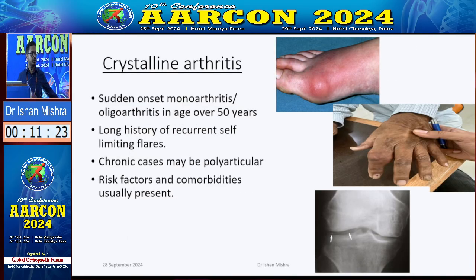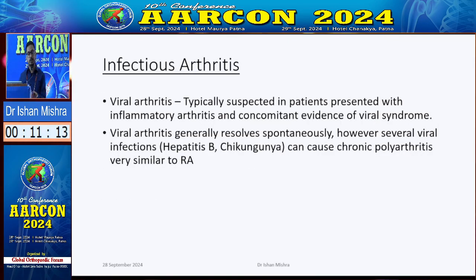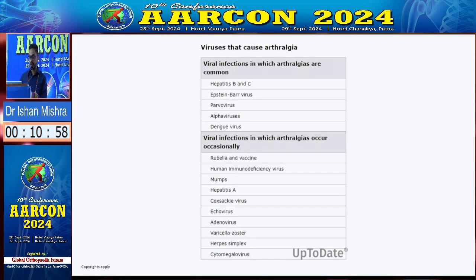Nobody will confuse it with rheumatoid arthritis. It's still a differential, although when gout is polyarticular, some people may confuse it. Coming to infectious arthritis, these are usually self-limiting, resolve within 12 weeks, but can have a typical polyarticular presentation which is very similar to rheumatoid arthritis, as you are currently seeing in chikungunya arthritis.